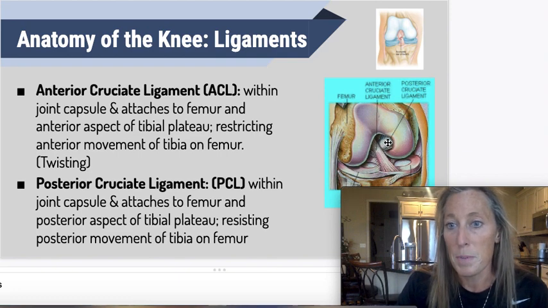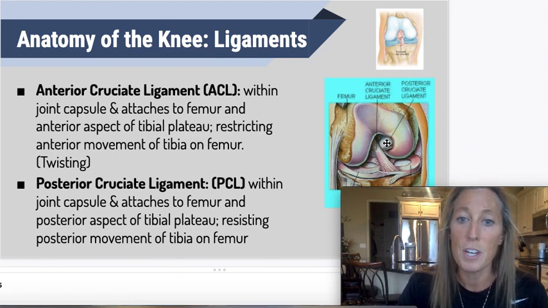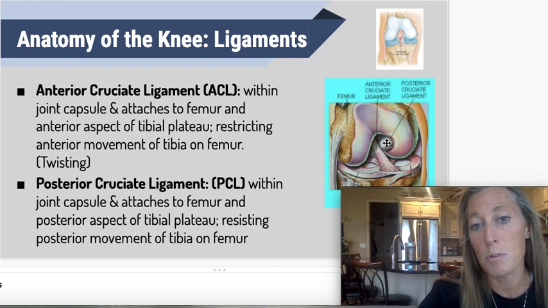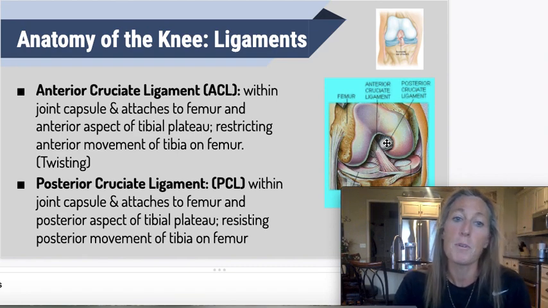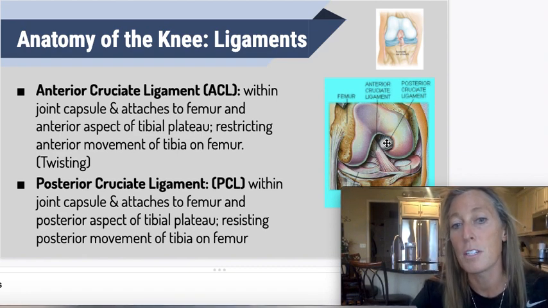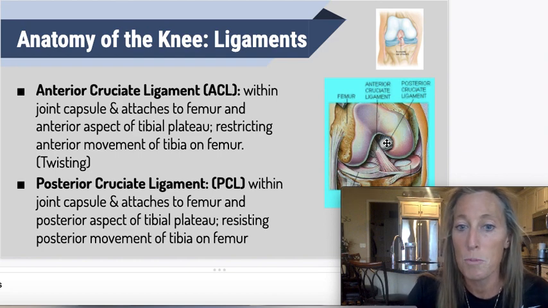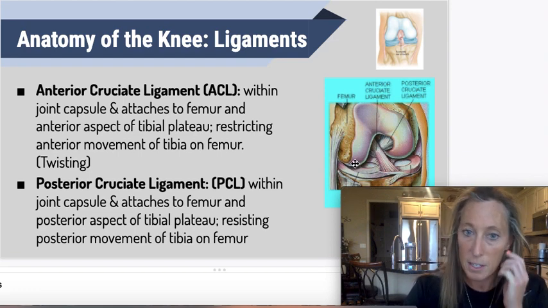The PCL, or posterior cruciate ligament, is right back here. It is within the joint capsule as well, and it attaches the femur and the posterior aspect of the tibial plateau, which resists posterior movement of the tibia on the femur. So the tibia is here, the femur is here. It keeps the tibia from moving back.